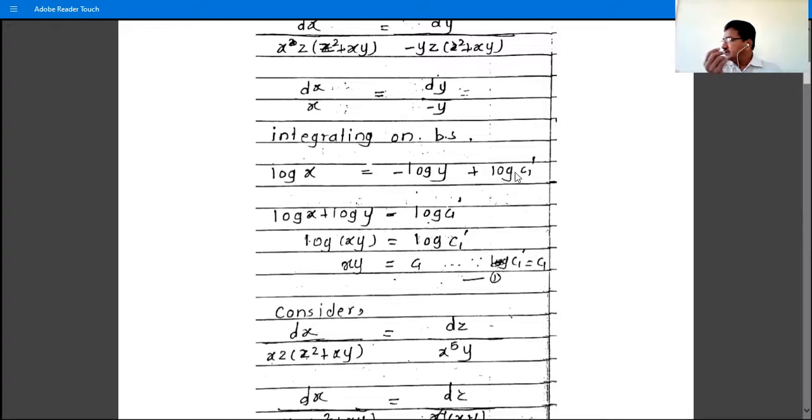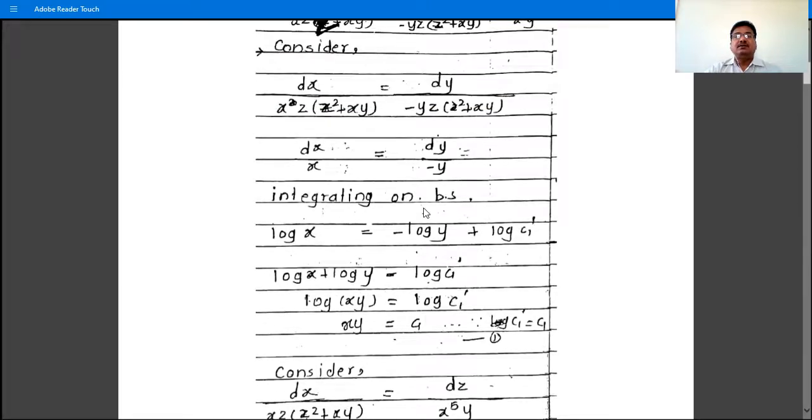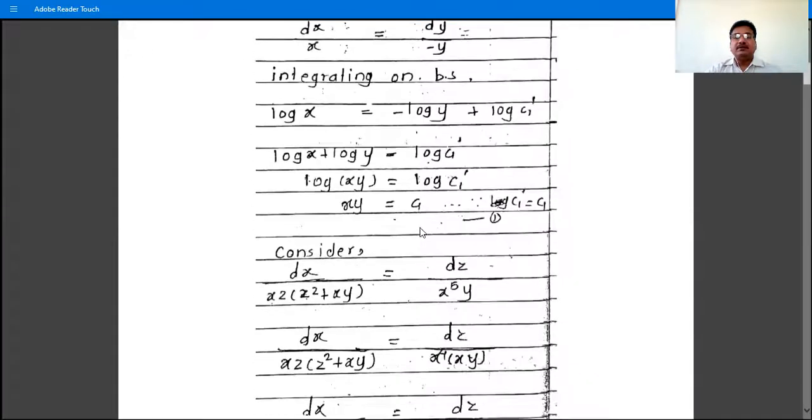Suppose log c1 dash is the constant of integration, either add c1 dash, and then shift this minus log y. So log x plus log y is log of x into y, cancel log on both sides. So we have x into y is equal to c1. Either write c1 dash is equal to c1. So we have x into y is equal to c1 is the first solution of this given differential equation.